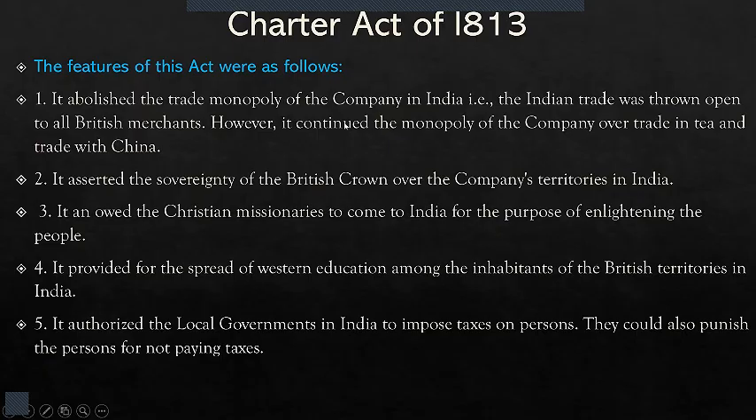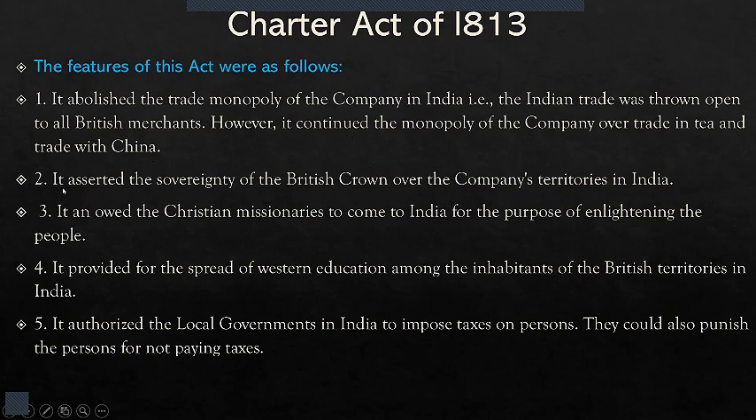So earlier only the East India Company was granted the permission to do trade with India, but now all the British merchants had that authority to trade. But the company continued the monopoly over the trade in tea and trade with China. These two things were still under the rule of the East India Company.